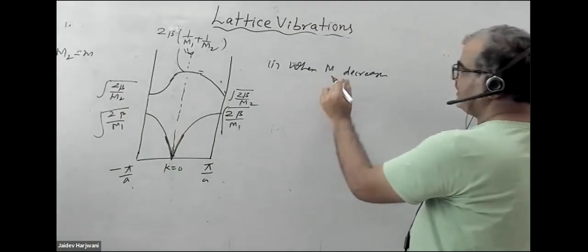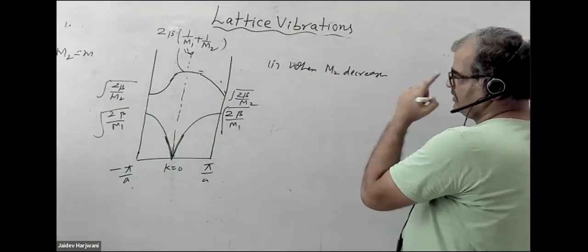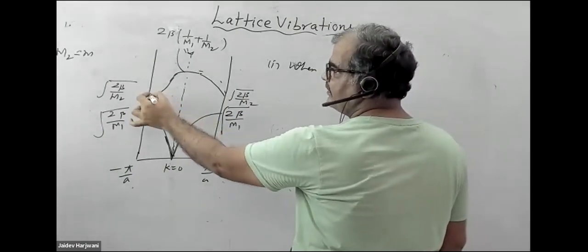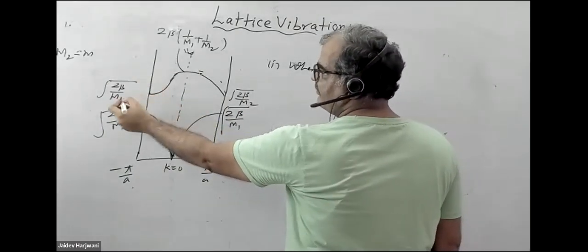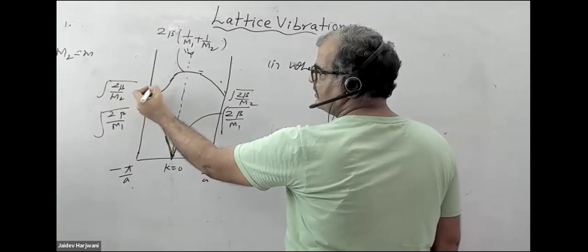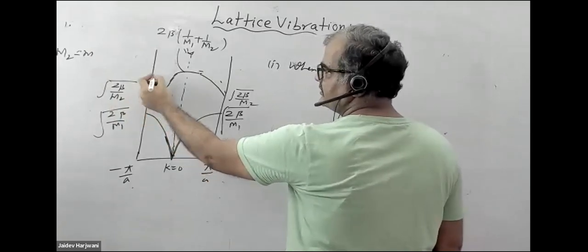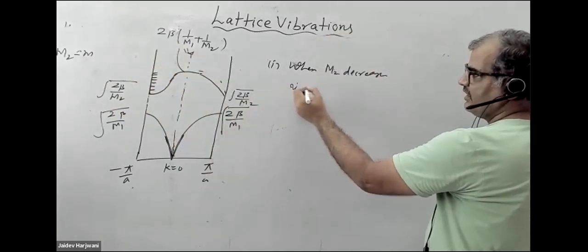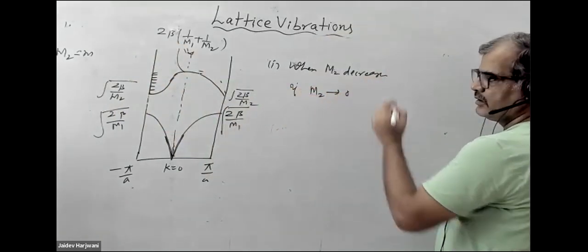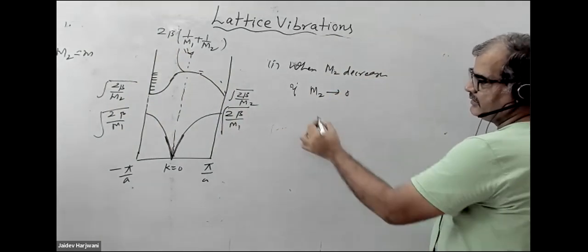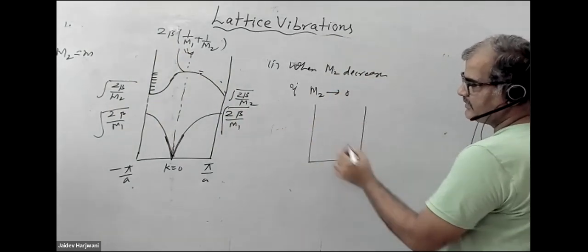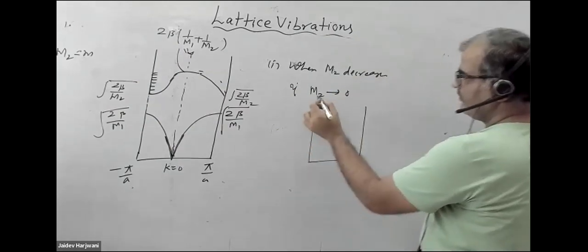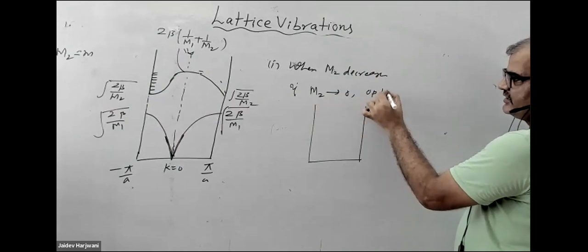When m2 decreases, what will happen? This part will go up, correct? If m2 is small, then this part will go up. If you keep on decreasing m2, and if m2 is 0, then this optical branch will completely disappear. M2 is 0, optical branch will disappear.